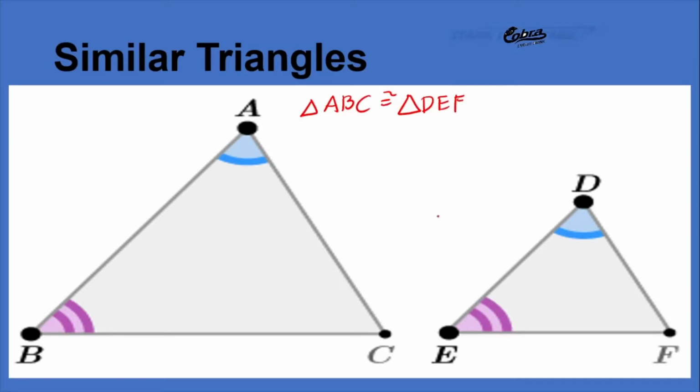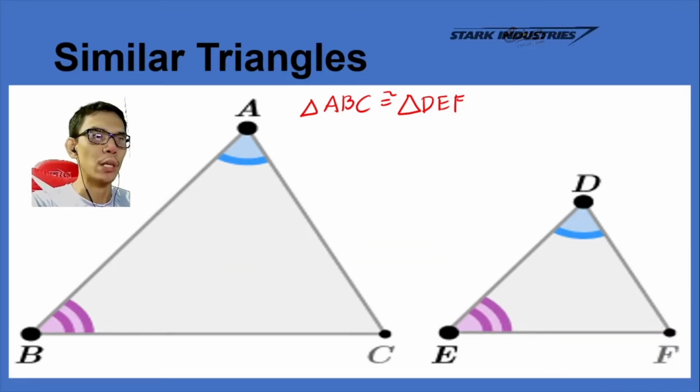Alright? So, although this is only a scaled down version of ABC, triangle DEF is just a scaled down version. They have the same shape, so therefore we can call it a similar triangle. So what are the ways that we can use in order to prove that these triangles are the same?